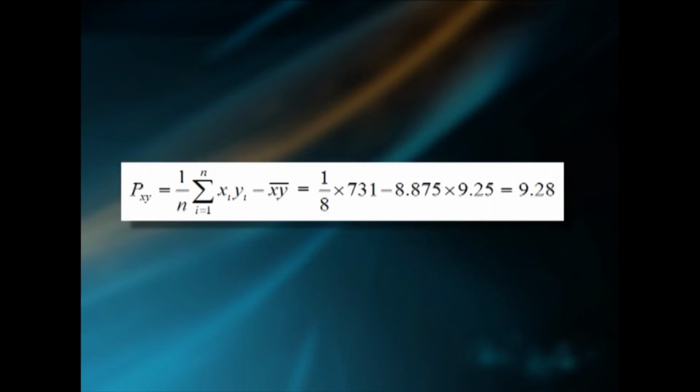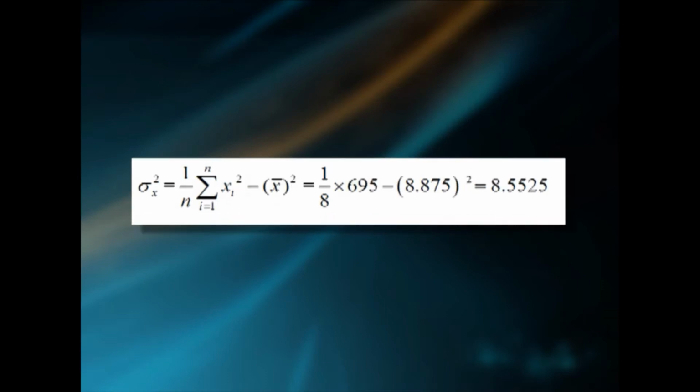X bar equal to 1 by n sigma xi, that is 1 by 8 into 71, that is 8.875. Y bar equal to 1 by n sigma yi, that is equal to 1 by 8 into 74, that is 9.25. Pxy, that is 1 by n into summation over i from 1 to n xi yi minus x bar y bar, that is equal to 1 by 8 into 731 minus 8.875 into 9.25, that is equal to 9.28.